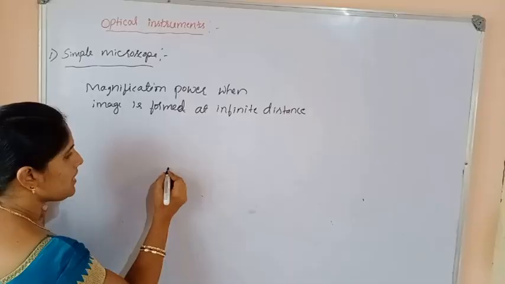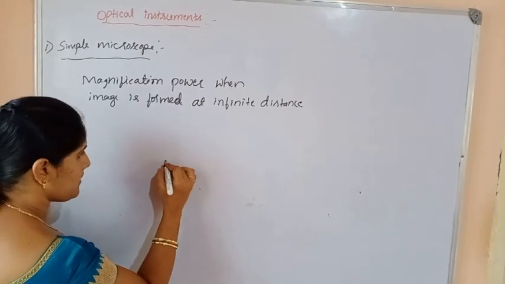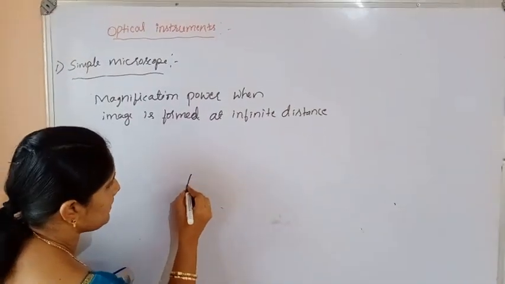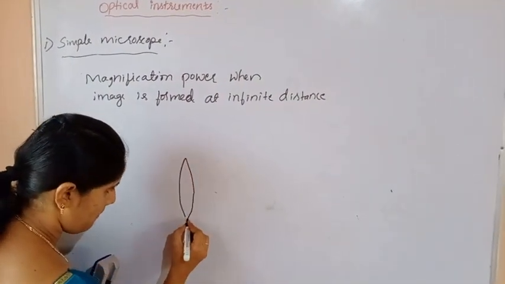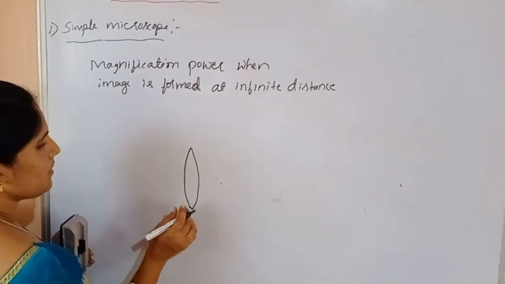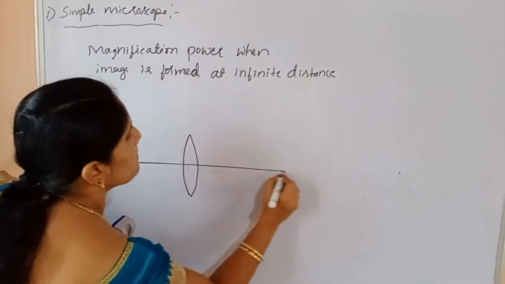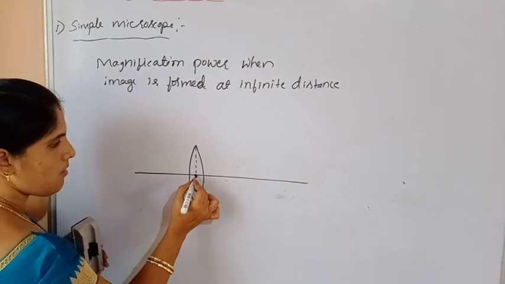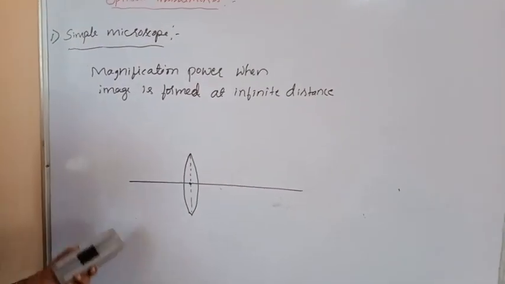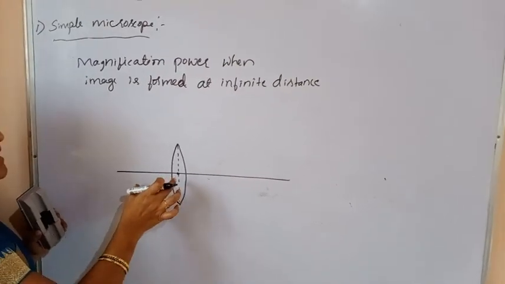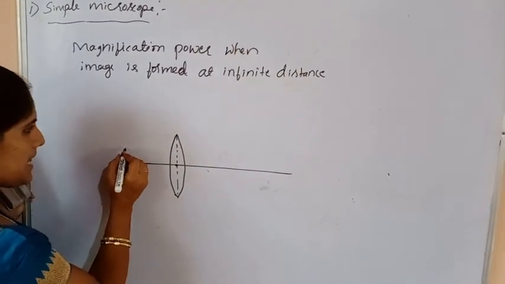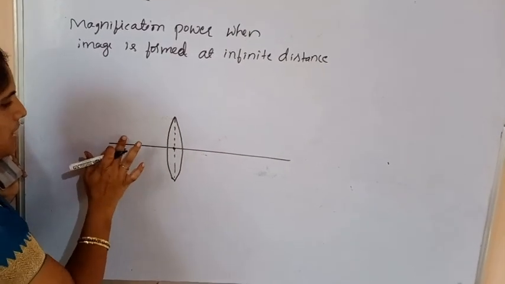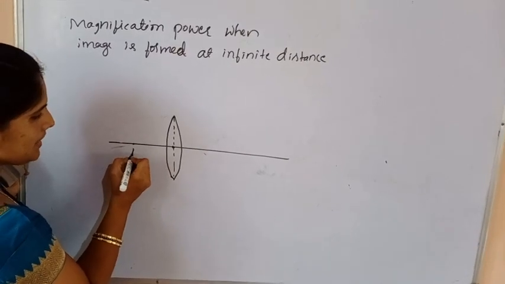For this, let us consider a convex lens like this. This is the convex lens, this is the principal axis, and let's draw the center line. This is the optical center. In the previous case, we kept the object between the principal focus and optical center. But in this case, we keep the object at the principal focus, that is F.